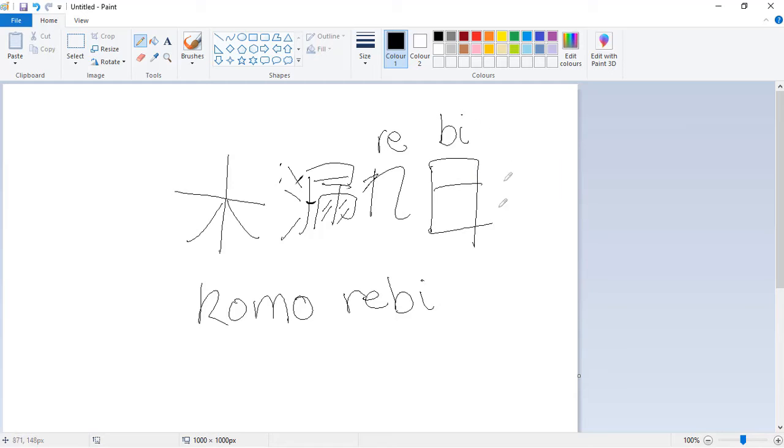So you can imagine during the... So this is the sun. And you got the tree, and then this means to flow. So you got the sun flowing through the trees. So you can kind of see the meaning through that. So the dictionary says to escape or leak. So that means to escape, to leak.